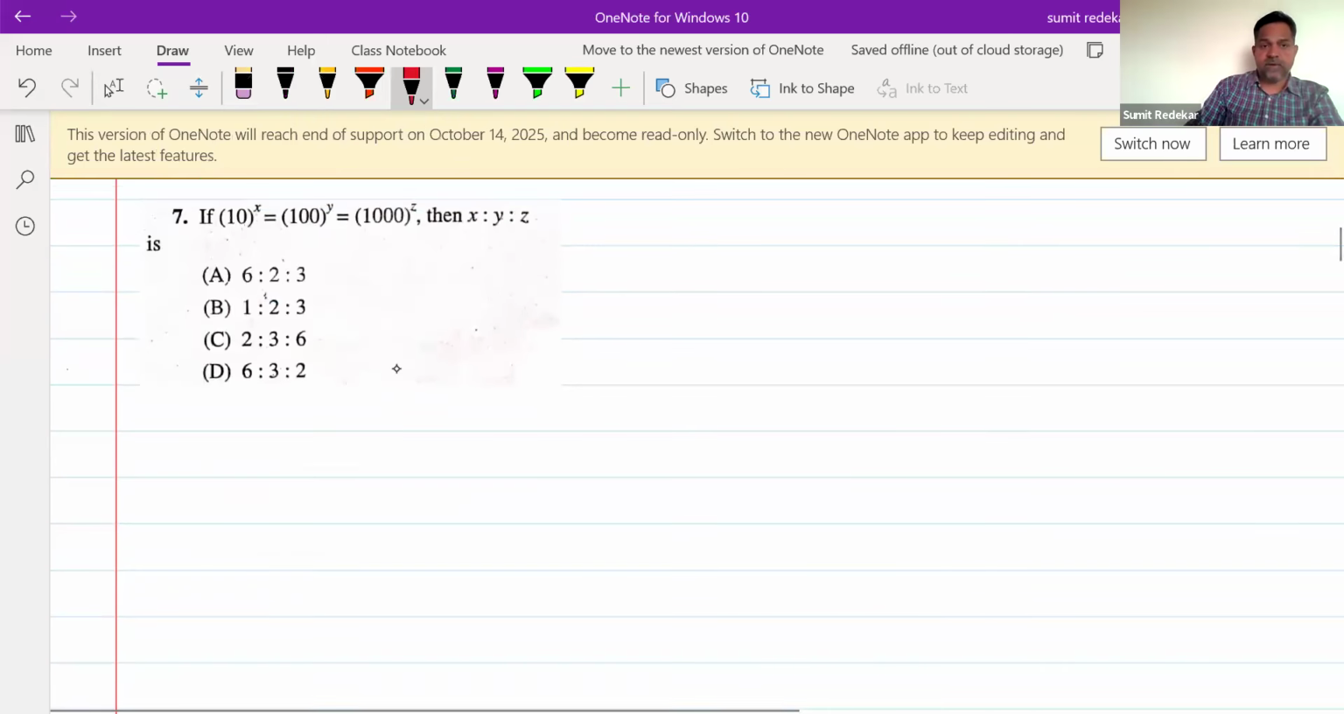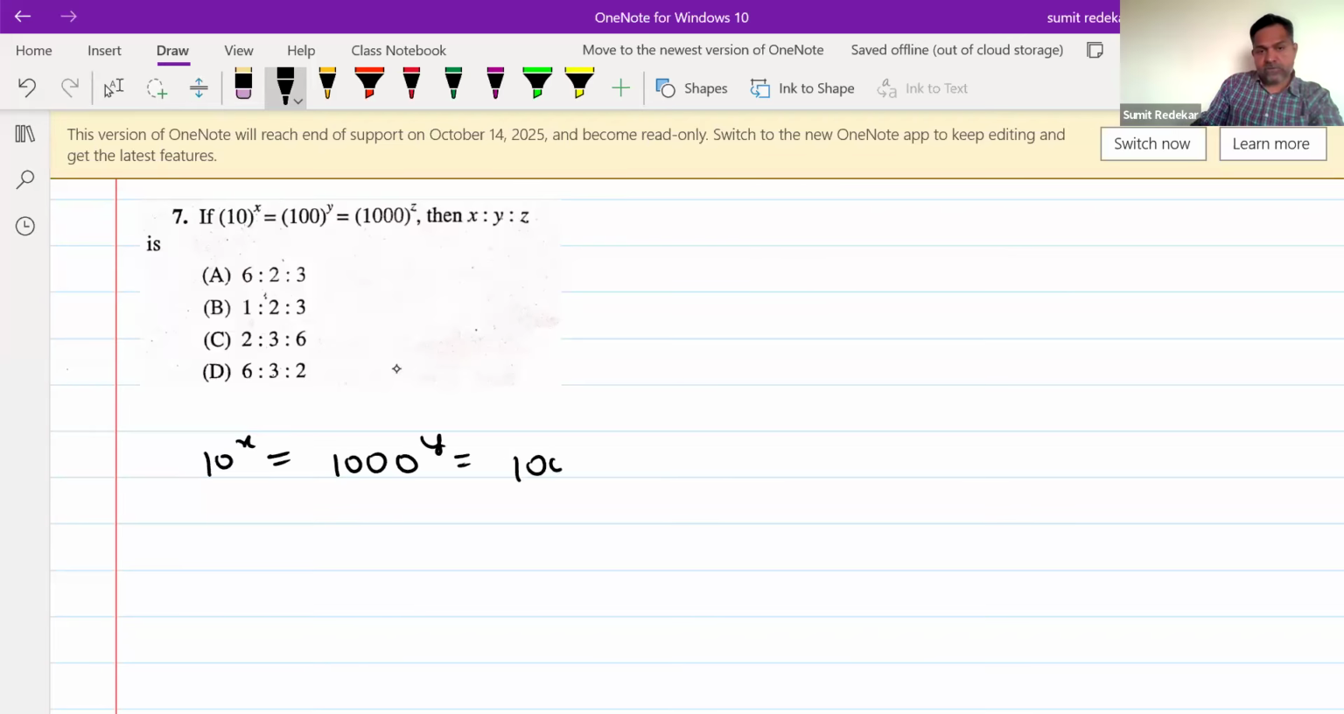Question number 7 is a rather interesting question. It's a mix of indices plus ratios. So question बोलता है that 10 raised to x should be equal to 100 raised to y, should be equal to 1000 raised to z, and they want you to find x is to y is to z.